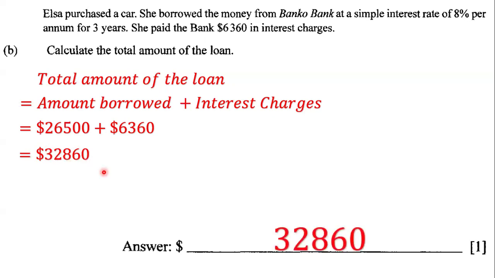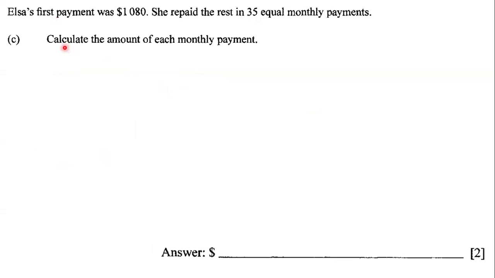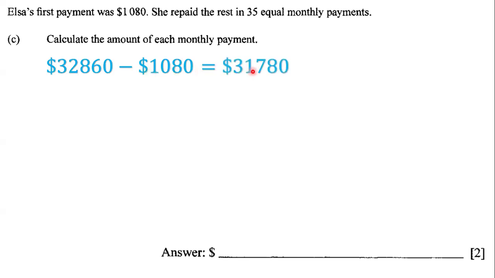Now the next question states that they want us to calculate the amount of each monthly payment. Notice that it says Elsa's first payment was $1,080. She repaid the rest in 35 equal monthly payments. The first thing we're going to do is take our total amount of the loan, which is 32,860, and subtract 1,080 because she paid that. That was the first payment. And so we have 31,780.